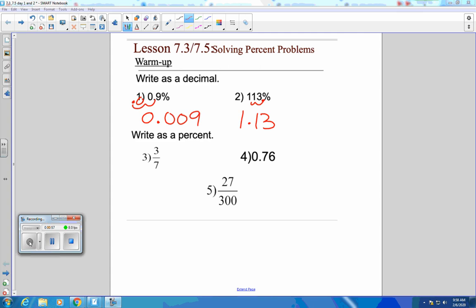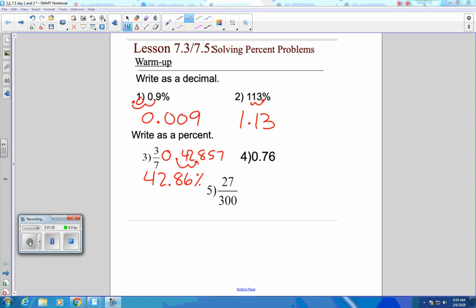Number 3, writing as a percent, we take 3 divided by 7, and we get 0.42857 on and on and on. So I'm just going to write this as 0.42857. I'll stop there. And then to change it to a percent, we have to move it 2 to the right. So we get 42.86%.